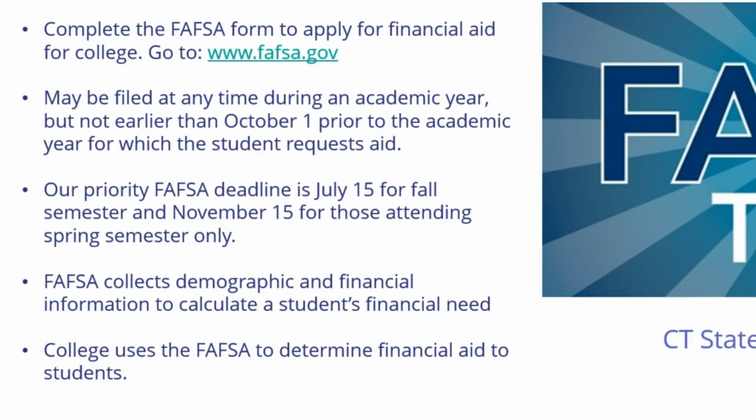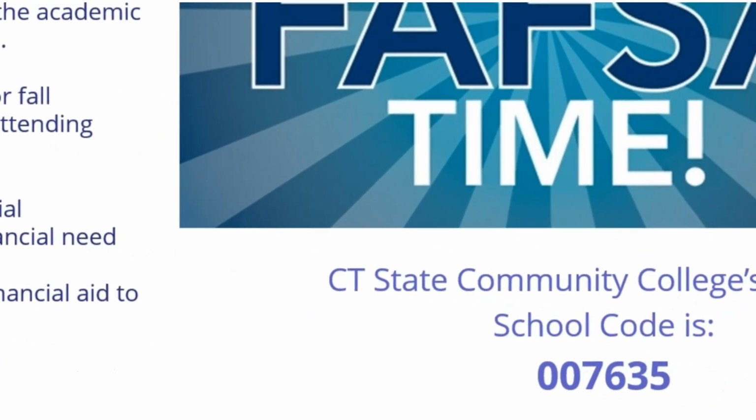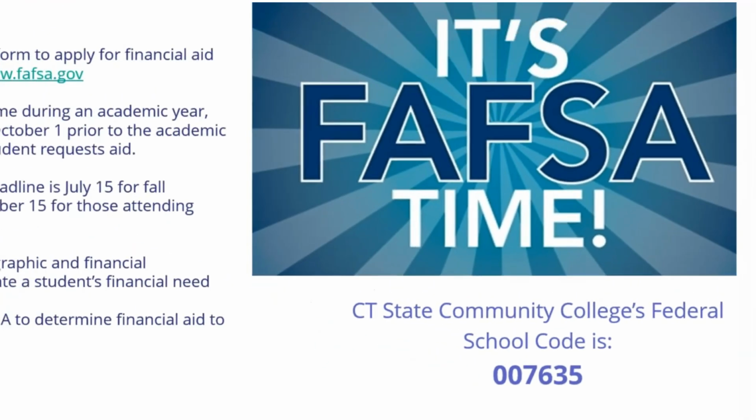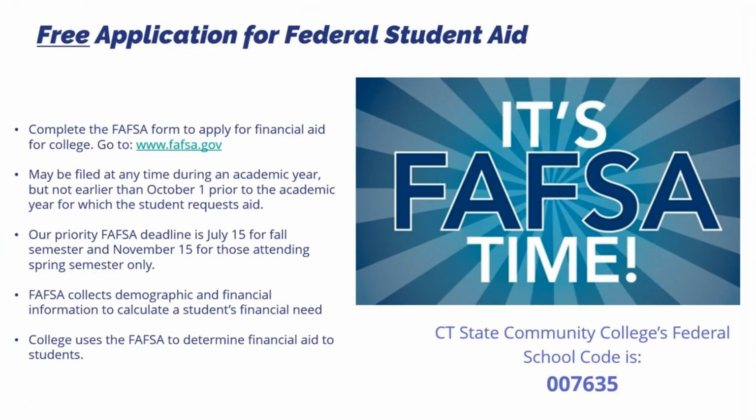FAFSA collects demographic and financial information to calculate a student's financial need. Colleges will use the FAFSA in order to determine how much financial aid they can offer you. The CT State Community College Federal School Code is 007635. When you enter this number on the FAFSA, you will see a Hartford, Connecticut address. This is the correct address, no matter what campus you're on.